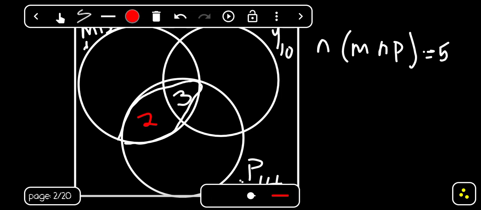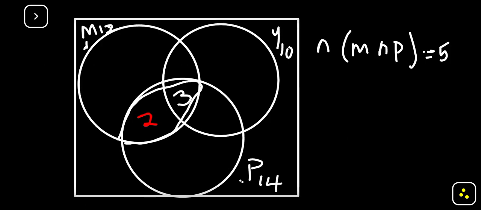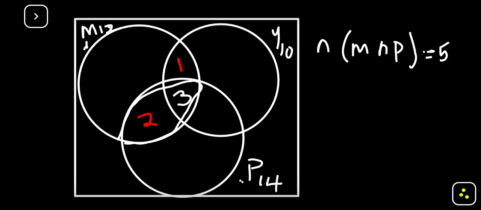The next one is yam and maize only. Not only, please. This is yam and maize, which is 4. Now we're going to do the same thing. The intersection for yam and maize is 4. So this whole part here is 4, but 3 is already included. Now to complete it, this other section, which is yam and maize only, is going to be 4 minus 3, which is 1. So we're going to have the 1. That is 4 minus 3. So if you sum 3 plus 1, you get the intersection for everything here. Alright?